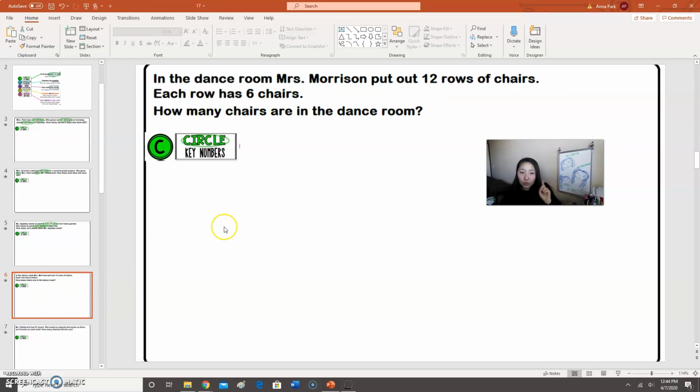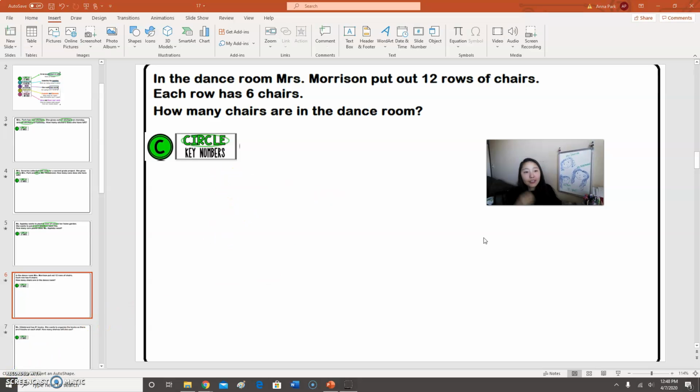And again, I want you to pause right now, read the question, and think about which ones are the ones that you would circle. Alright, so this one is about Miss Morrison, so let's keep going. In the dance room, Miss Morrison put out 12 rows of chairs. Each row has 6 chairs. How many chairs are in the dance room? So now let's get going.